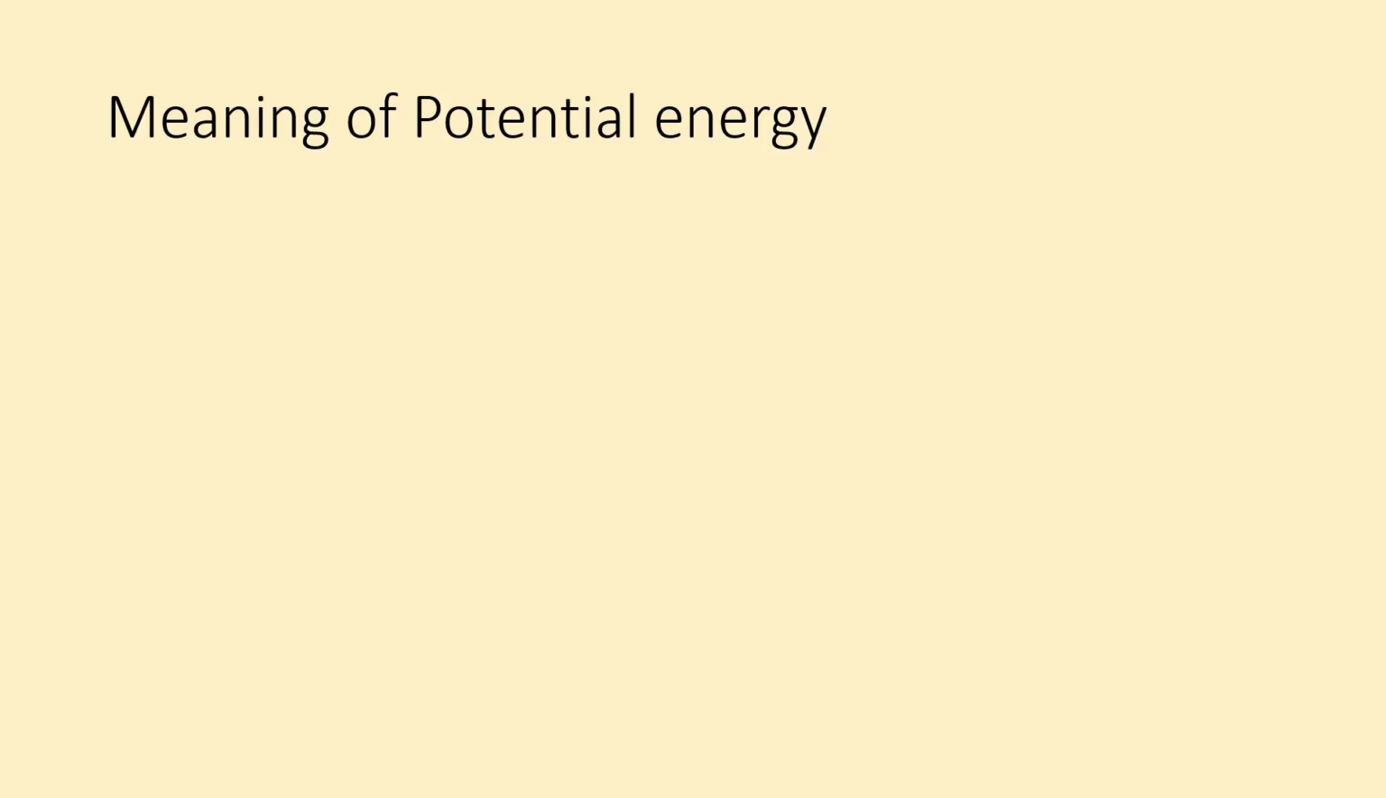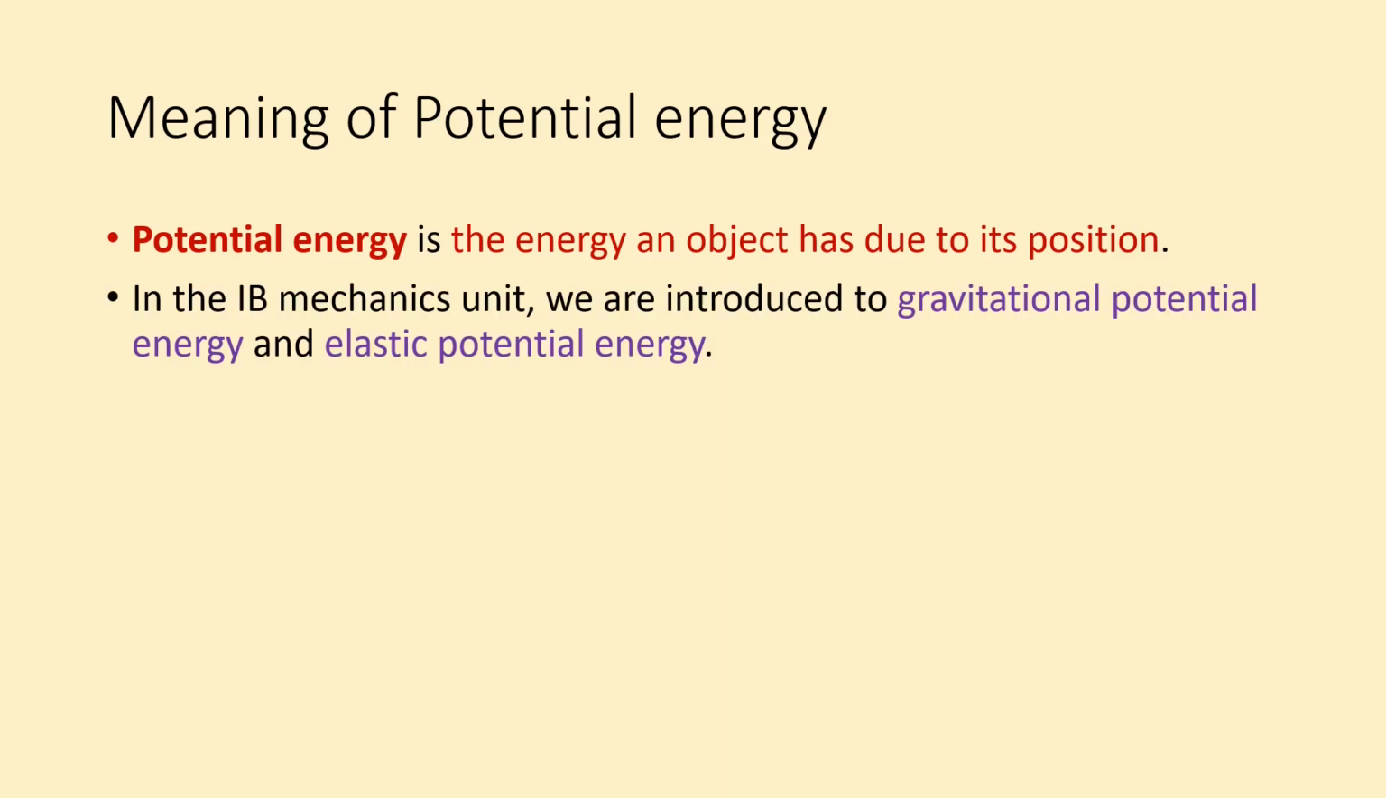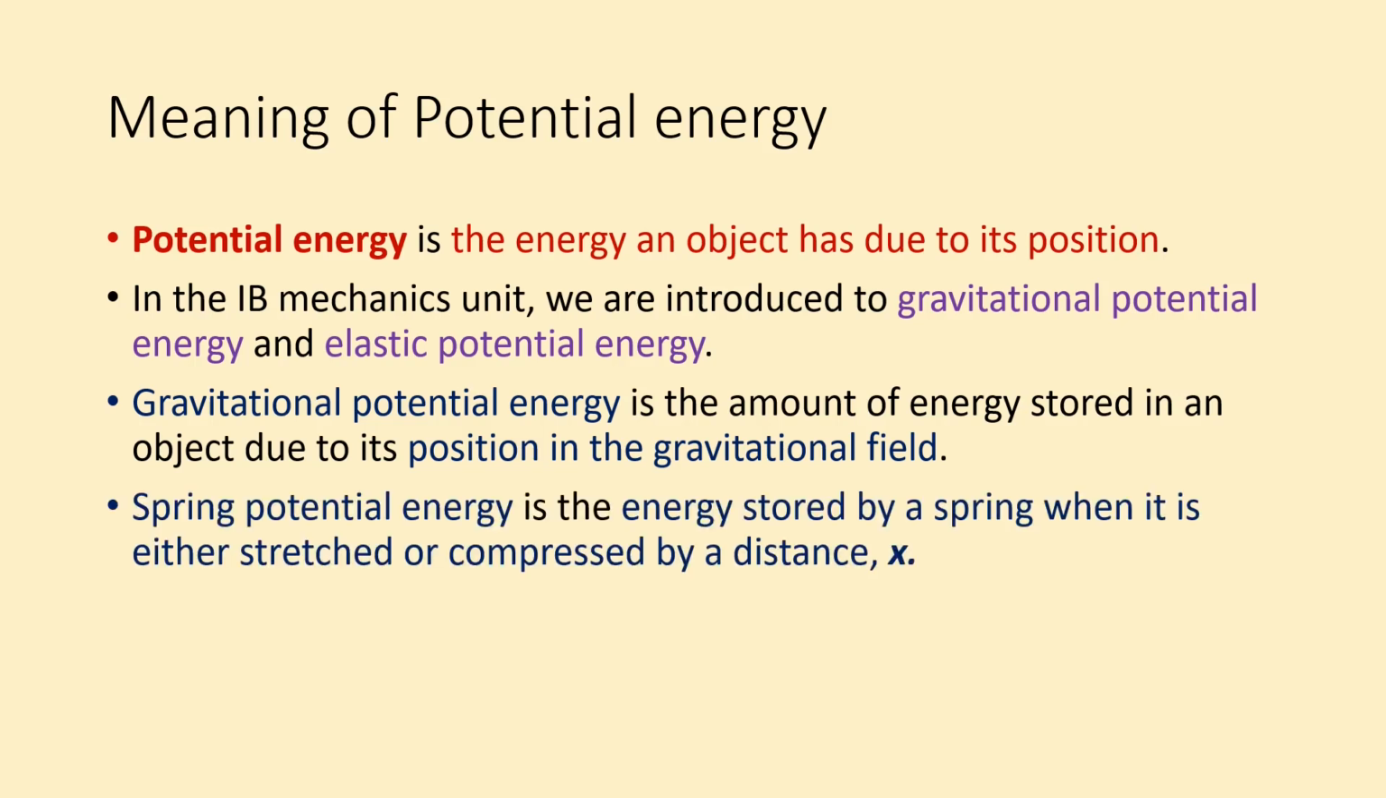Okay, so let's define potential energy. Potential energy is the energy an object has due to its position. In the IB mechanics unit, we are introduced to both gravitational potential energy and elastic potential energy. Gravitational potential energy is the amount of energy stored in an object due to its position in the gravitational field, while spring potential energy is the energy stored by a spring when it is either stretched or compressed by a distance x. So we will look at visual illustrations of this so that this becomes a little more clear.